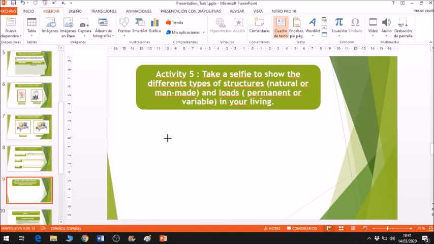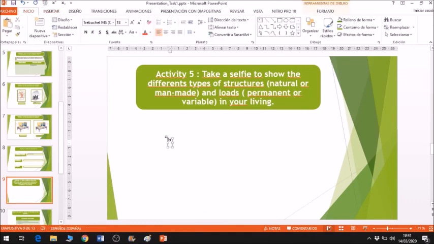insertar cuadro de texto, natural structure, and paste here your photograph. The same with man-made structure, the same with a permanent load, and the same with a variable load.